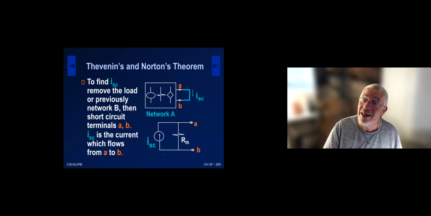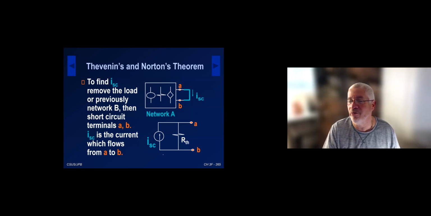In mesh, if I physically put a wire from A to B, I have another mesh current. So you need to physically put the wire and then calculate the current that flows from A to B. Okay, we're going to do a couple examples and have you do one.